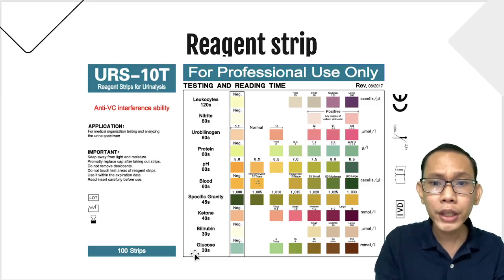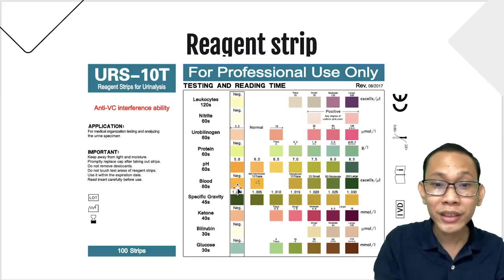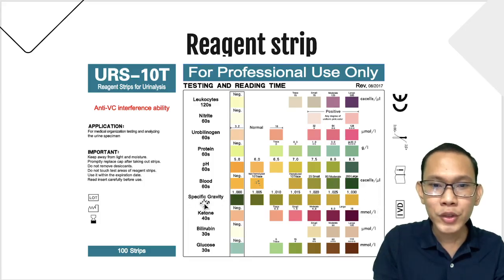Yung 10 parameter na yon, you will be able to identify the leukocyte, nitrite, urobilinogen, protein, pH, blood, specific gravity, ketone, bilirubin, and your glucose. Again, hindi naman natin yung focus, no? Ang focus natin just your specific gravity. So, each of these pads, kasi tawag natin yan mga pads, will have their own principle. Iba-iba yan ng mga principle. Then, we will have a specific principle for your specific gravity.